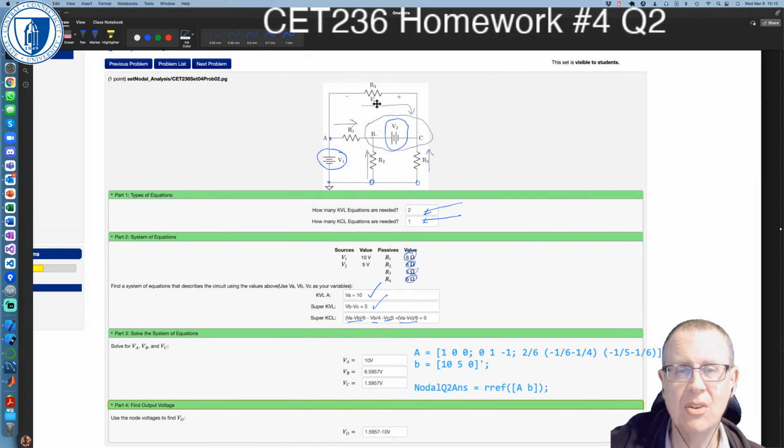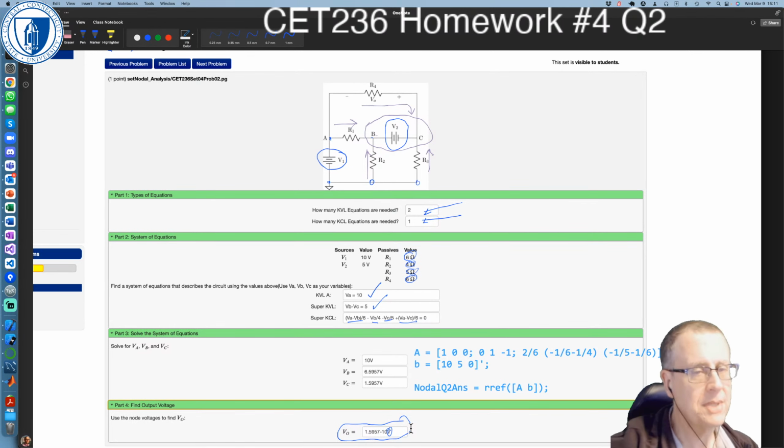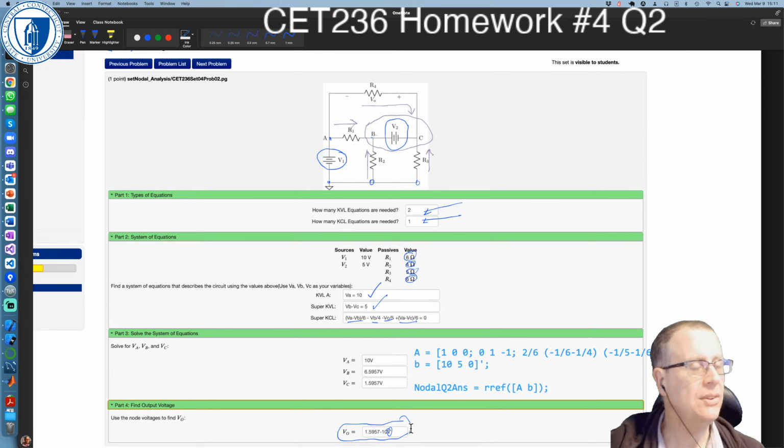Then to get the answer I want, the output voltage V out, it's VC minus VA. So VC minus VA. In fact, I didn't even finish the calculation there. I just put the subtraction in and gave the appropriate units, and it told me I was done. So that is question 2 for homework 4 about nodal analysis.